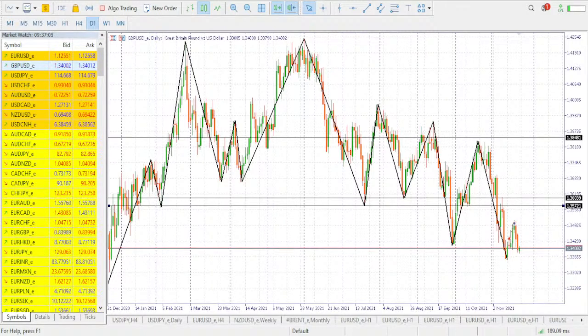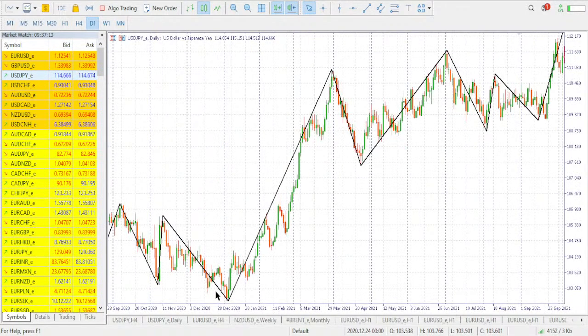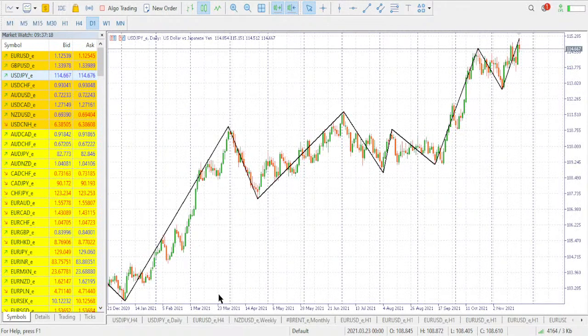The next symbol which I'd like us to look at is the US dollar Japanese yen. With this chart, we are in an active uptrend. You can see that from this point here, there was a lower low here. It formed a higher low, it formed another higher low, another higher low, and even a higher low, which means that the price is in an uptrend.